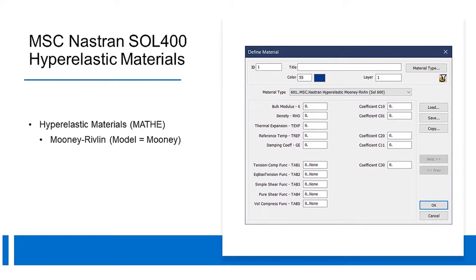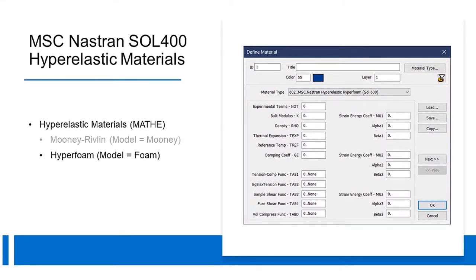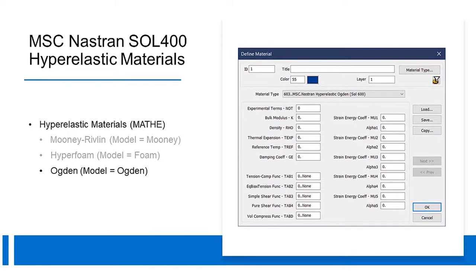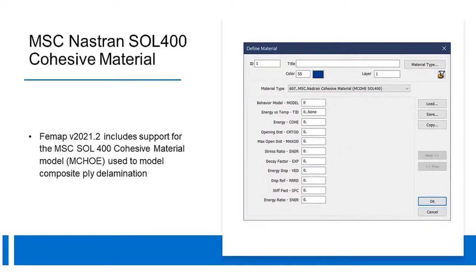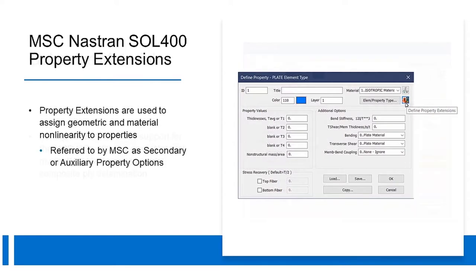Mooney-Rivlin, Hyperfoam, Ogden, and Arruda-Boyce. FEMAP version 2021.1 has also added support for the Solution 400 cohesive material used to model composite ply delamination using cohesive elements. Property extensions are used for the assignment of geometric and material nonlinearity to properties.